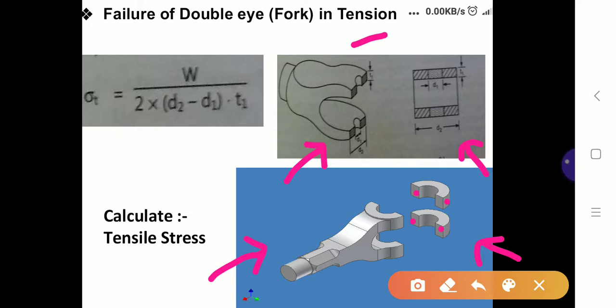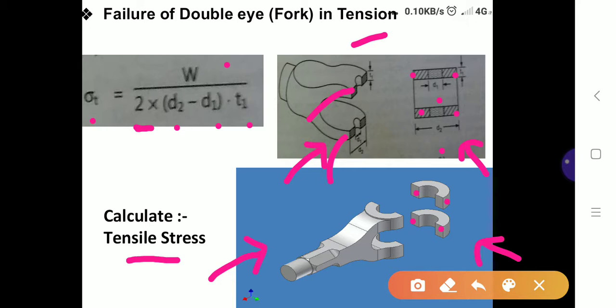So tensile stress, which is represented by sigma T, is equal to force upon area. Force is represented by W and area is the rectangular section, means this hatching area. This area is d2 minus d1 into thickness, and we multiply by 2 because there are two portions, one here and the second one here. From that equation we calculate tensile stress and check whether it is within limit or not.